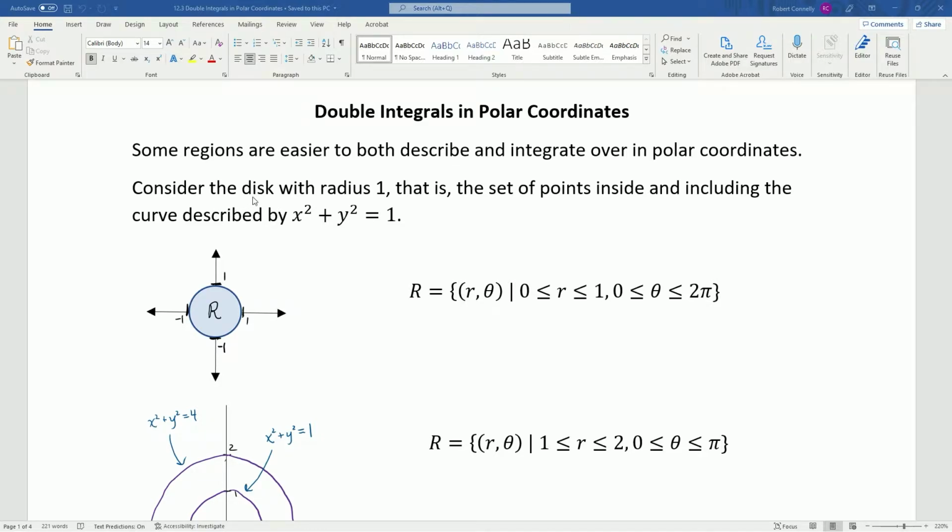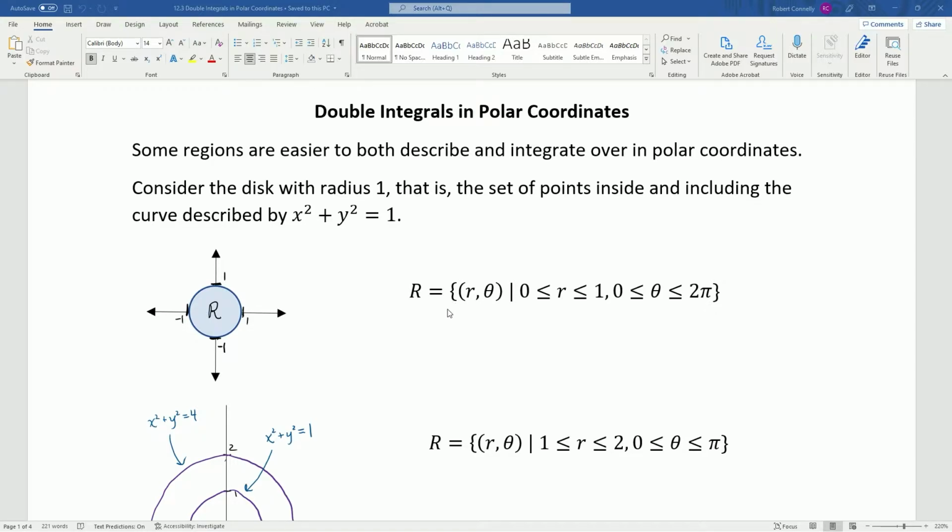So consider the disk with radius 1, that is the set of points inside and including the curve described by x squared plus y squared equals 1. This would be a fairly difficult region to describe if we were going to integrate, because we would have to do something like y equals plus or minus the square root of 1 minus x squared and have things bounded between those two radicals. That could be pretty difficult to integrate over depending on the function that you're dealing with.